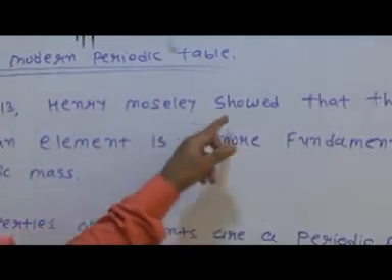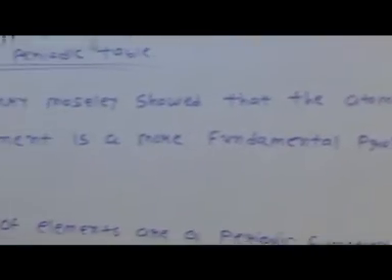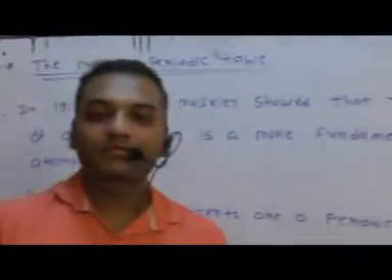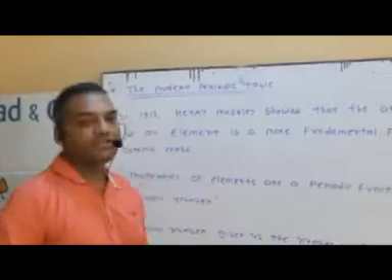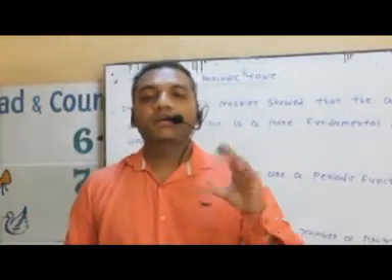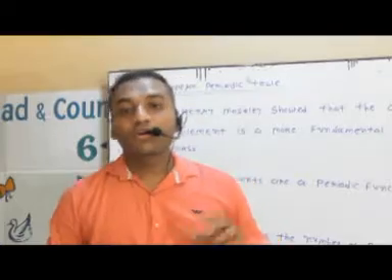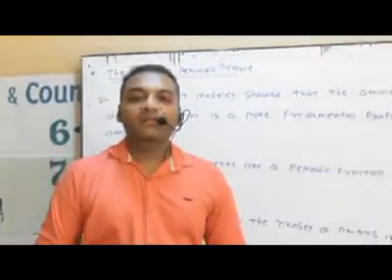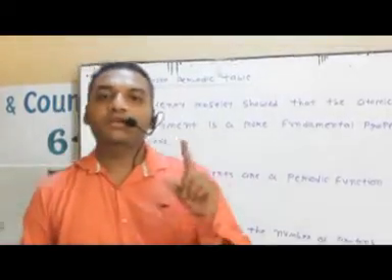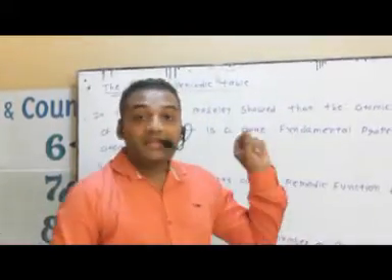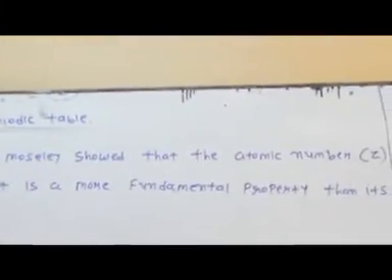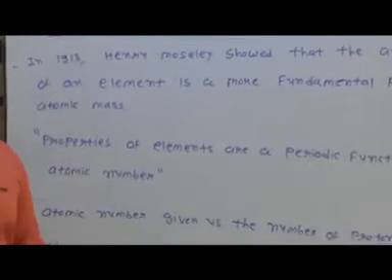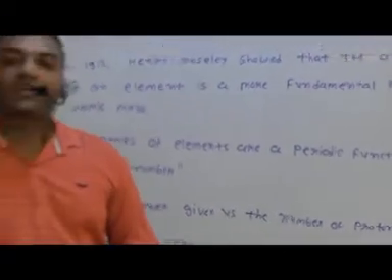Henry Moseley showed that the atomic number of an element is a more fundamental property than its atomic mass. Who is this? Henry Moseley. He modified the periodic table and discovered the modern periodic table. He suggested that atomic number is important, but atomic mass is not important. It is noted there. Henry Moseley modified the statement of Mendeleev's periodic table.